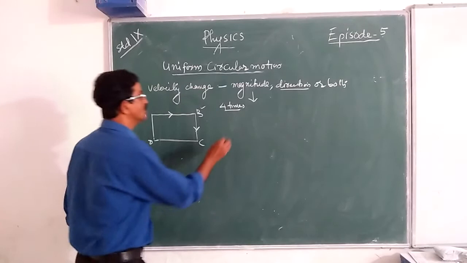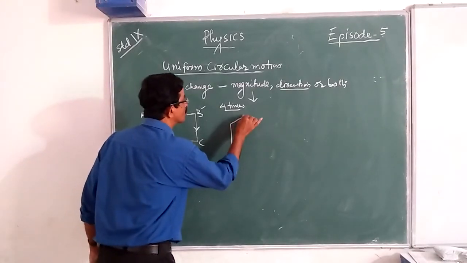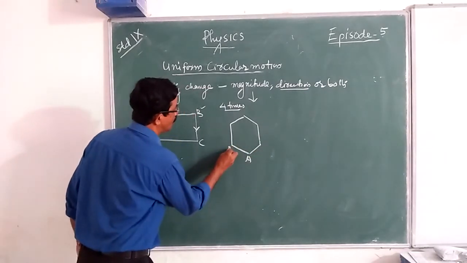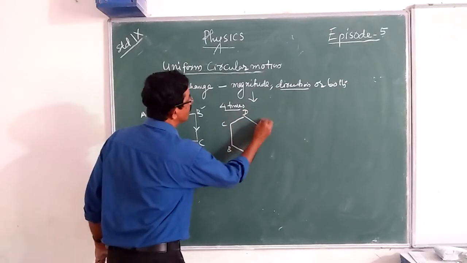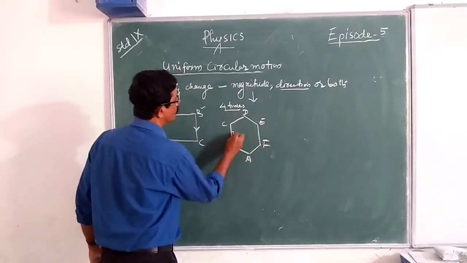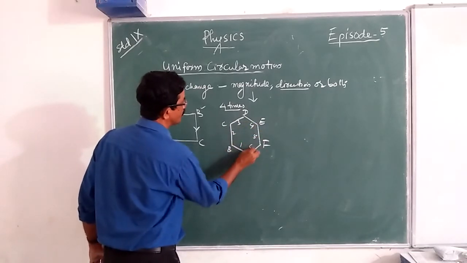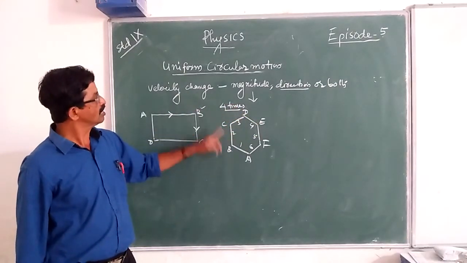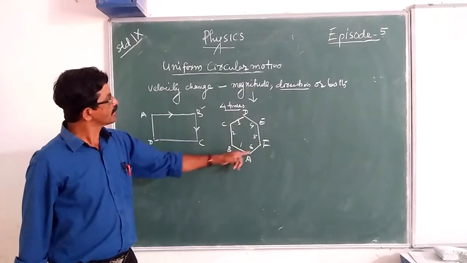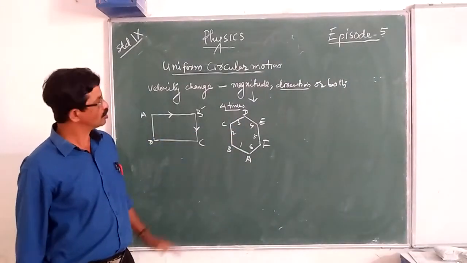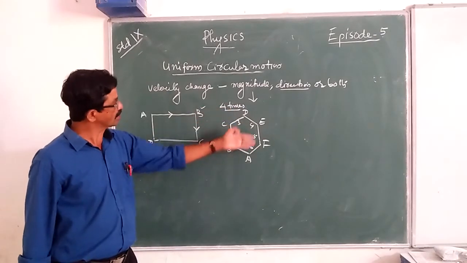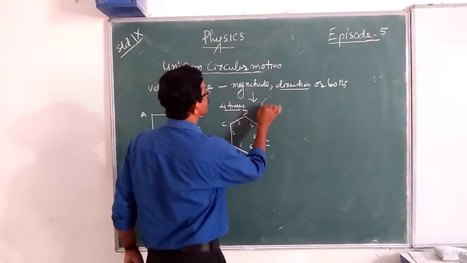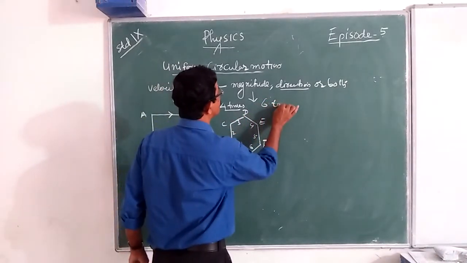Suppose we consider another path like this, starting from A, B, C, D, E, F. Here 1, 2, 3, 4, 5, 6. See how many times he changes direction in order to keep the path? 6 times, in the hexagonal path. In order to keep his path, he changes his direction 6 times to keep the same path.